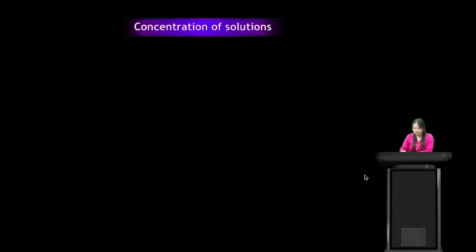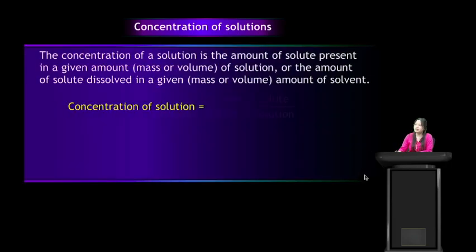And when the solution contains a large amount of solute, it is said to have high concentration, and they are called concentrated solutions. So now, concentration of solutions, okay? The concentration of a solution is the amount of solute present in a given amount, mass or volume of solution, or the amount of solute dissolved in a given mass or volume of solvent, okay? So depending on the amount of solute present in the solution, we can calculate the concentration of solutions. So let us see, how do we calculate concentration of solutions?